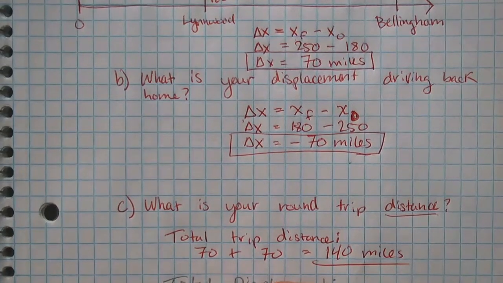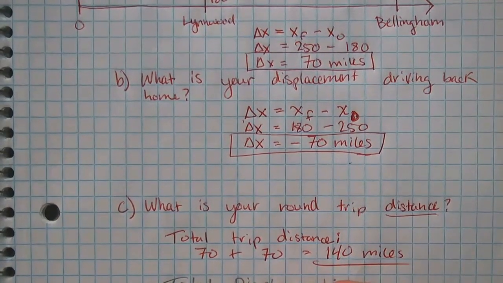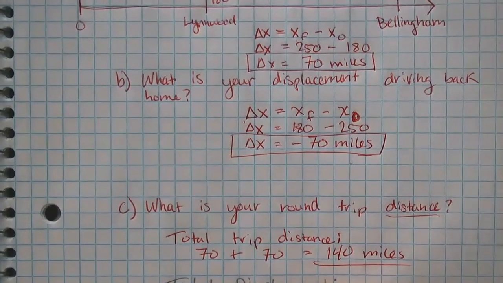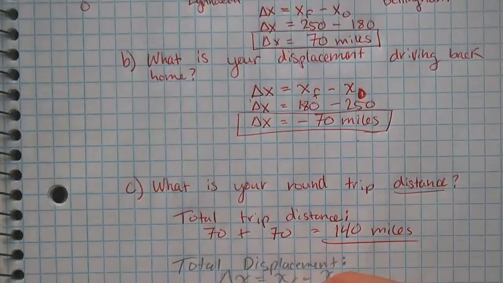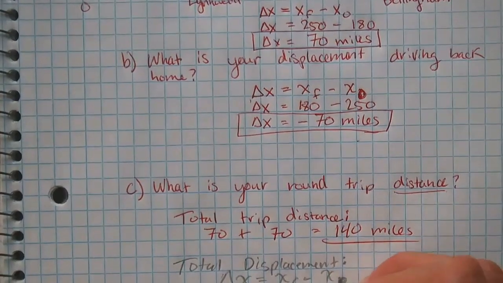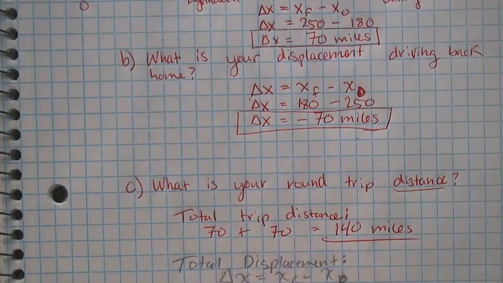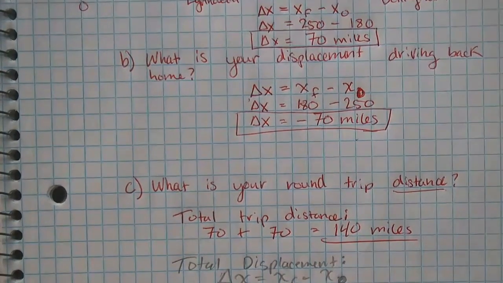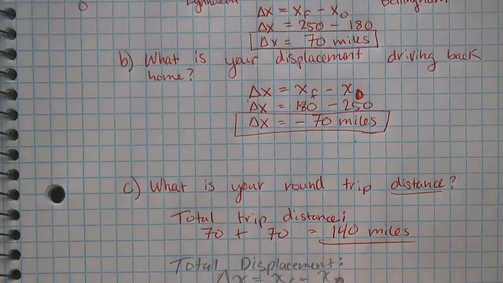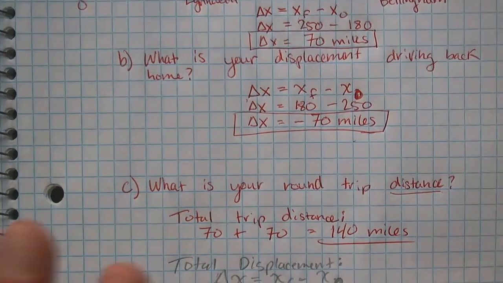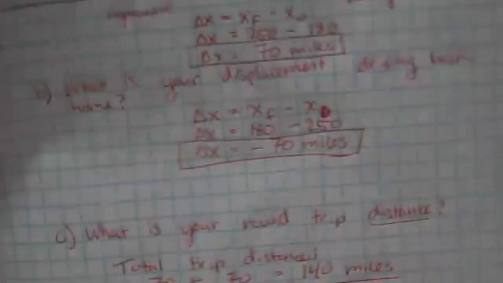The other way to think about it is that delta x is x final minus x initial, and your final position was Linwood, so 180. Your initial position was also Linwood, also 180. So that's going to give you a total displacement of 0. So there are two ways to look at that. You weren't asked to find that question, but that's why I did it in pencil because it's a little bit different. But anyway, that's your example problems. Hopefully that makes sense.